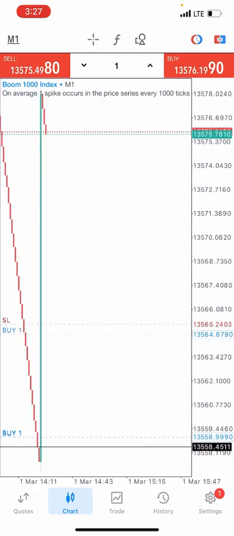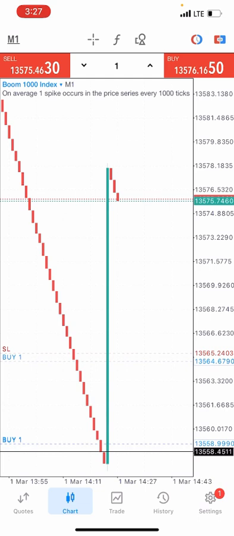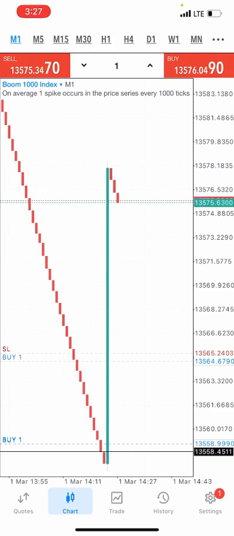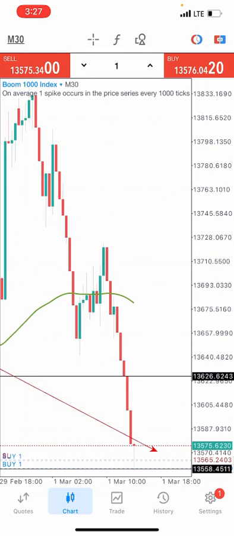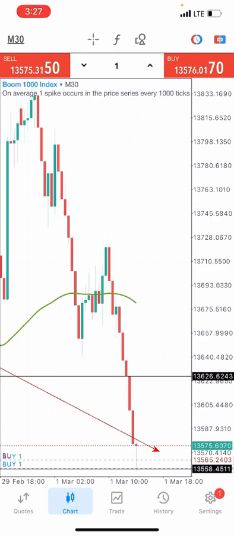I'm waiting for one more spike, guys, to close that current 30 minutes candlestick as a bullish candlestick. Then with a very massive rejection, that would be a good one for us, right? That would be a good one for us, guys.